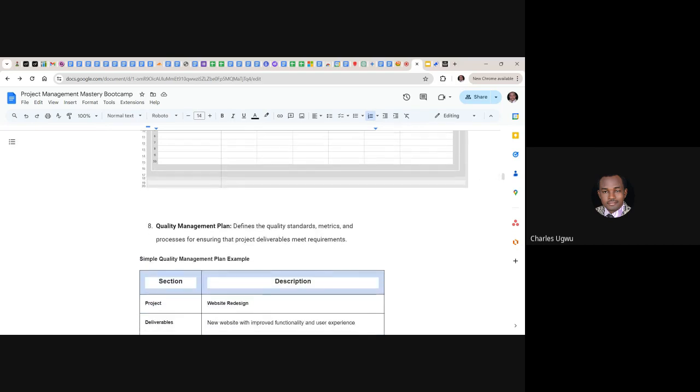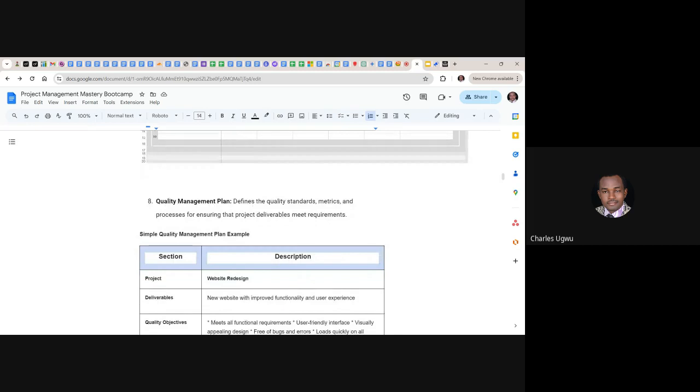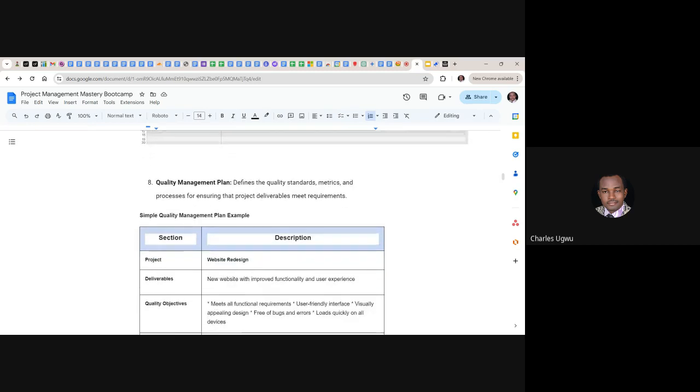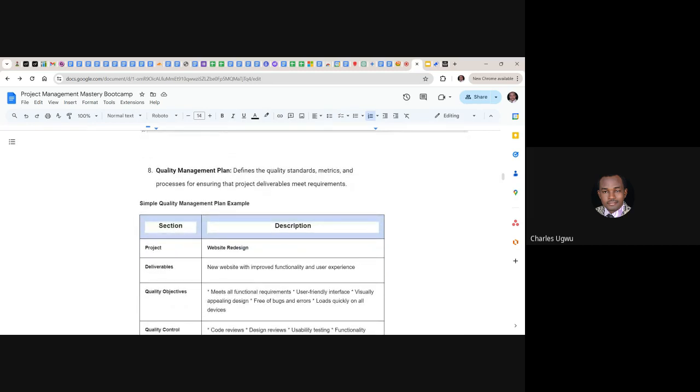Then, having said that, we have another one called the quality management plan. Because of time, we cannot go through everything. We have up to 19 documents we need to go through, but we can't go through all of them tonight. So maybe next time we'll finish up the documentation.